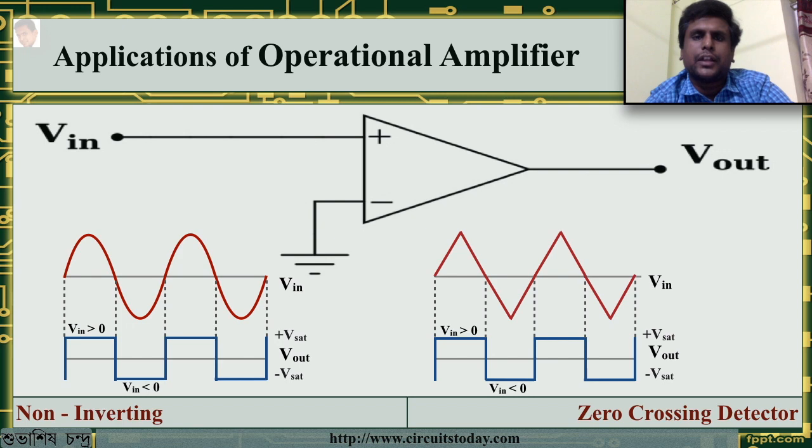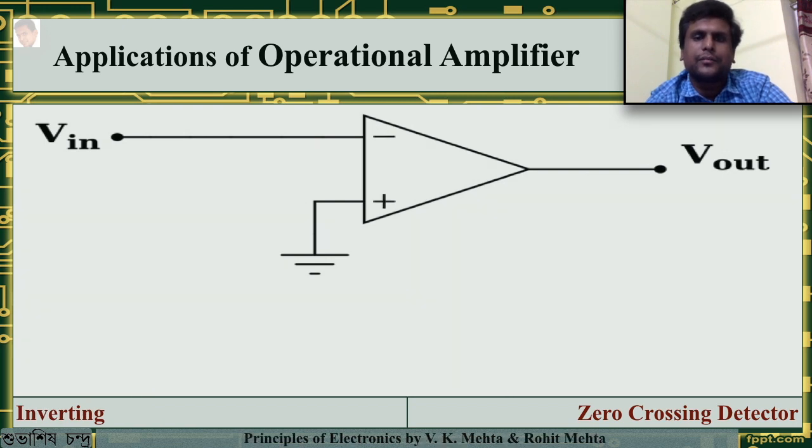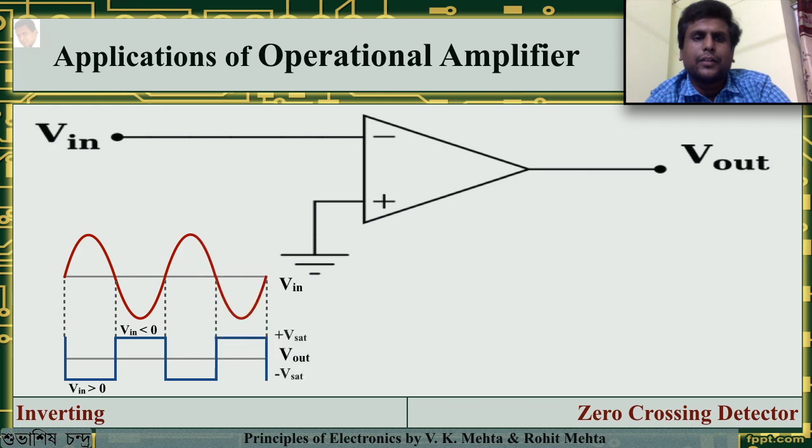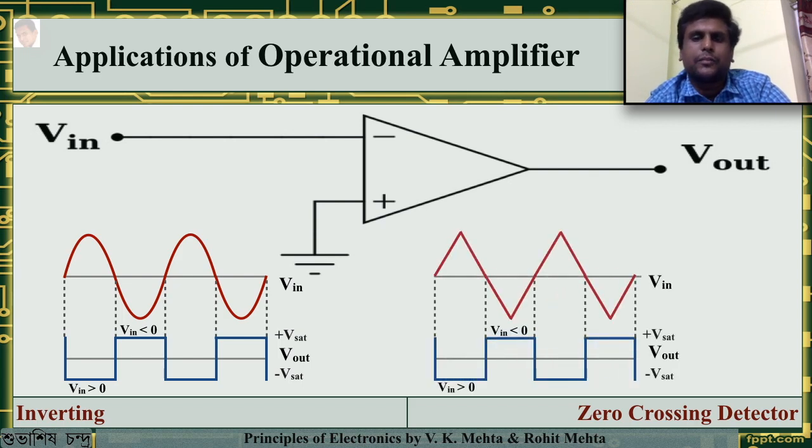Let us move to the inverting zero crossing detector. Here the only change is that the input is provided to the inverting terminal and the non-inverting terminal is grounded. Let us give the input as over here. As you can see, whenever the input voltage is greater than 0, a negative saturation is obtained, and whenever it is less than 0, a positive saturation is obtained. Let us repeat for the triangular wave. The output waveform is the same as in the previous case.